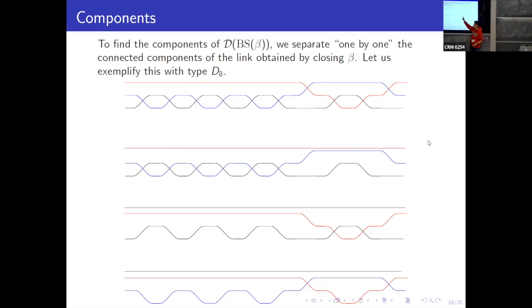But when we separate, for example, the blue component, we're going to get another component of the deep locus, which is a double Watt Samuelson for this braid, which is only two-dimensional. And when we separate the black component, we also get a two-dimensional one. So then we have three components. Two of them are of dimension 2, and one of them is of dimension 6.